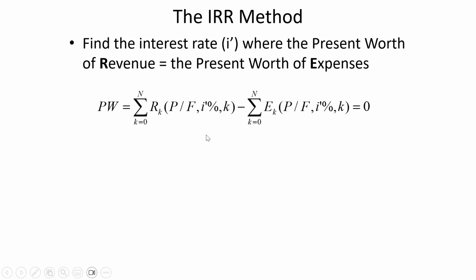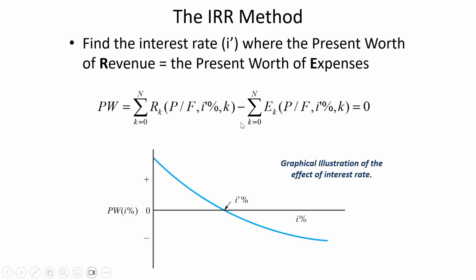So that's what the formula here is saying, is that there's a certain point where when you've got a low interest rate, the present worth is positive, but as the interest rate increases, the present worth becomes negative. And I prime, which is the internal rate of return, is that crossover point where the present worth of the revenues and the expenses is 0.